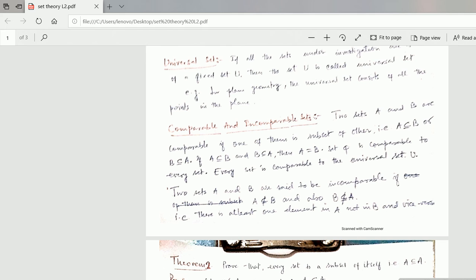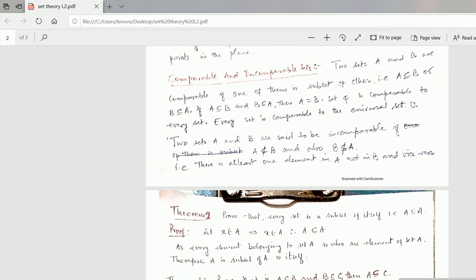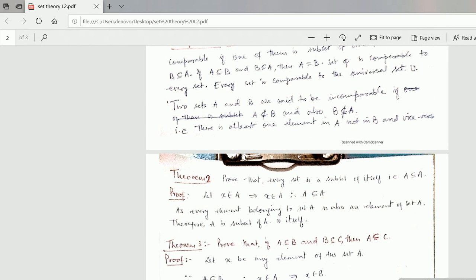Two sets A and B are said to be incomparable if A is not a subset of B and also B is not a subset of A. That is, there is at least one element in A which is not in B and vice versa.